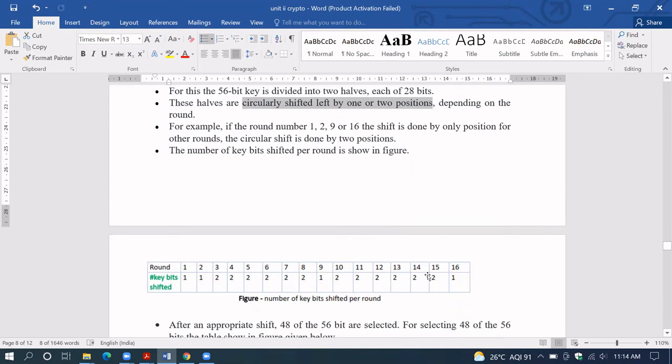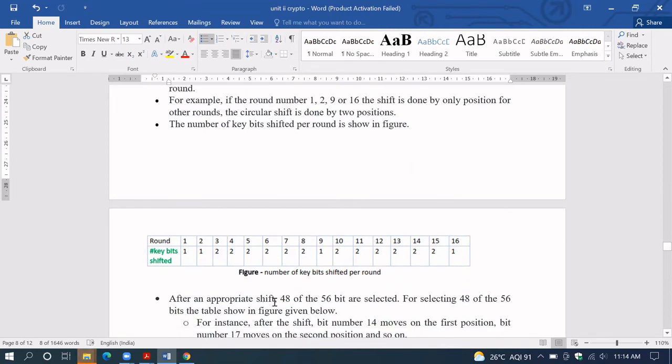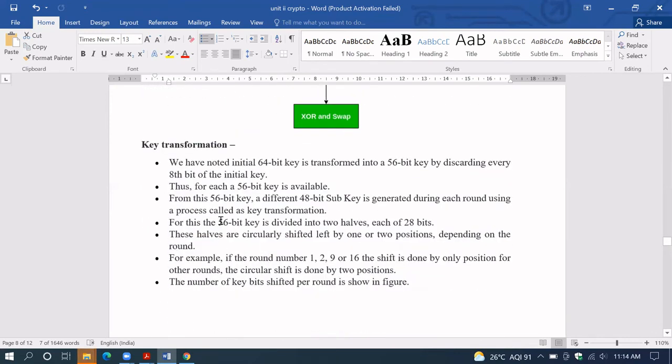This is how it is shifted to obtain the corresponding key, because for each round the key will be different. After an appropriate shift, 48 of the 56 bits are selected. As it is being told here, from this 56-bit key, different 48-bit subkeys are generated, which is a process called key transformation.